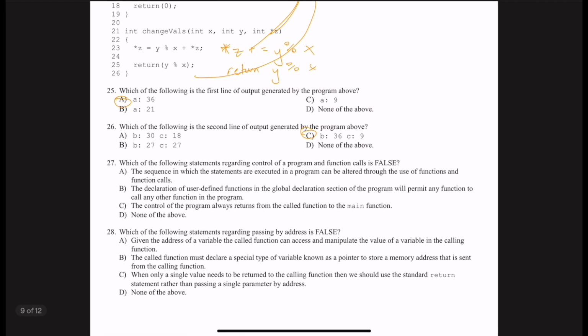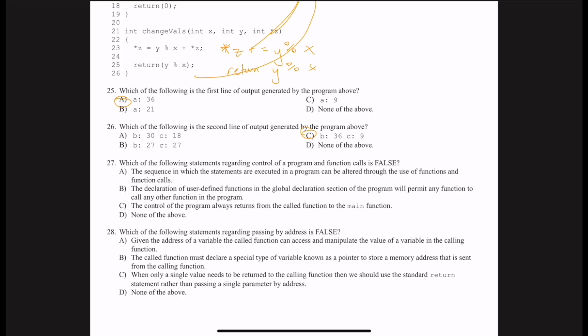So A is true. B, the declaration of user-defined functions in the global declaration section of the program will permit any function to call any other function in the program. That's going to be true. Just like we put our defined constants up at the top, we put the function names up at the top so that we can use them anywhere in our program.